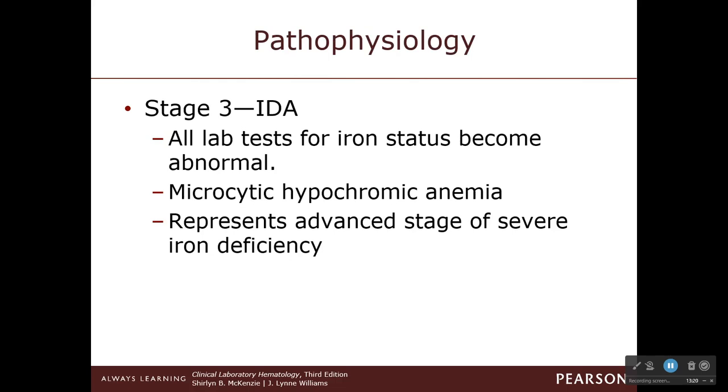Three stages. Know what's happening in the three stages, and at what stage you see the microcytic, hypochromic anemia. Stage 1, iron depletion. Stage 2, iron deficient erythropoiesis. And then stage 3, IDA. Make sure you know what's going on in all three of those stages. Questions about that, guys?